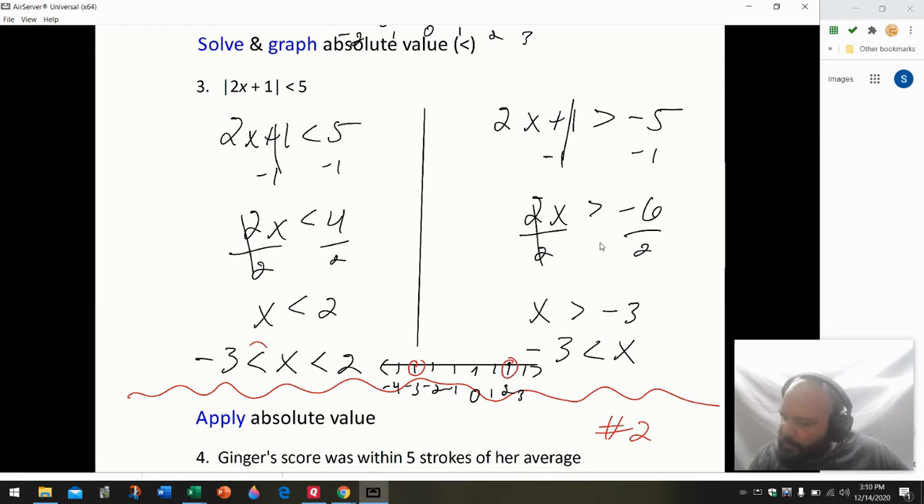Why are they both open? Because they're both strict inequalities. There's no equal sign on them. And the last thing to do is to shade in the middle of those two dots. And there's your graph. So there you go, guys. I hope that made sense.